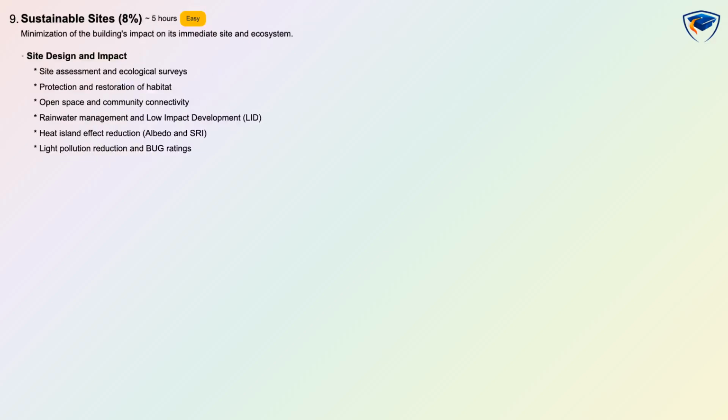Sustainable sites also represents 8% of the exam, is easy in difficulty, and suggests about 5 hours of study with conceptual and scenario-based assessment. This section focuses on minimizing a building's immediate ecological impact through site assessment and ecological surveys, habitat protection and restoration, and providing open space and community connectivity. You will also master rainwater management and low-impact development, heat island reduction techniques, and lighting design that limits light pollution.